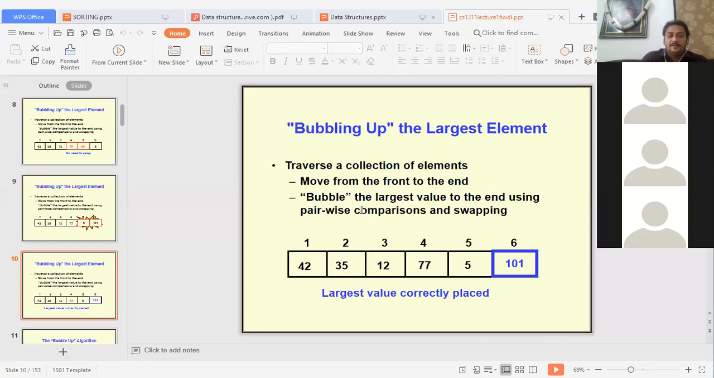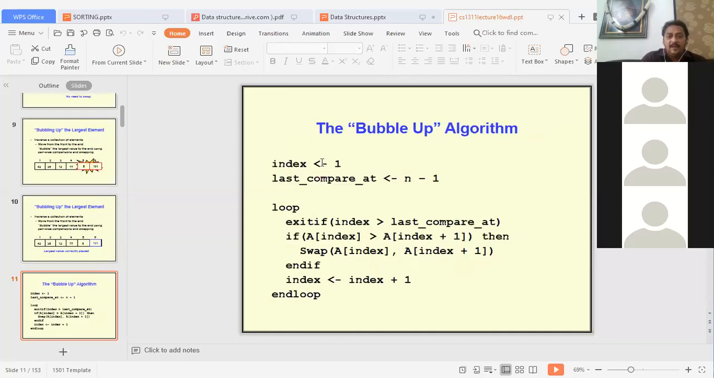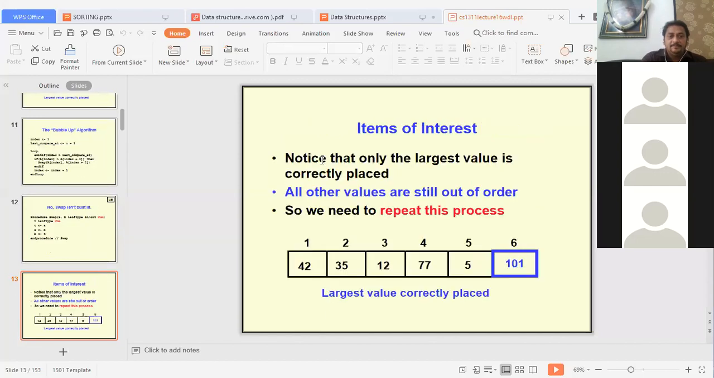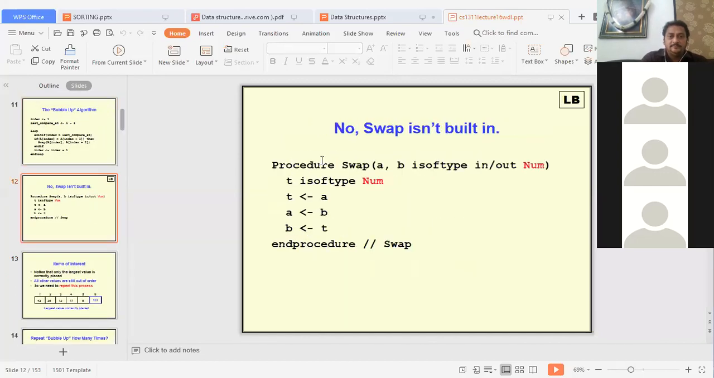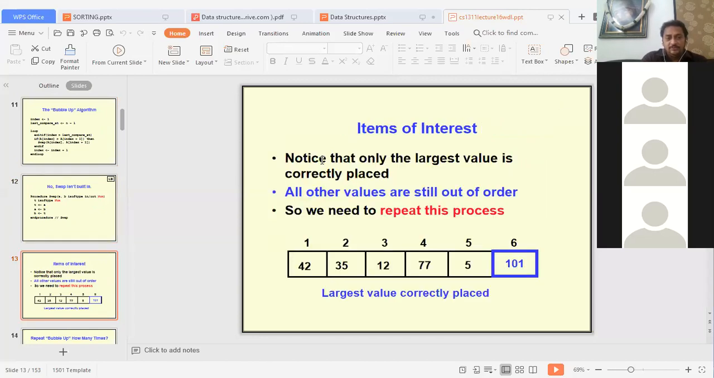Copy. Have you copied it? Only the text. The remaining example I already explained. This is in Java, we will look at that later. We are supposed to verify it in the C language. Notice that only the largest value is correctly placed in the first iteration. All the other values are still out of order. So we need to repeat the process.